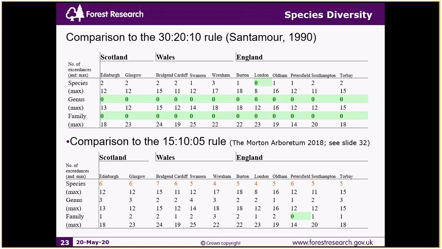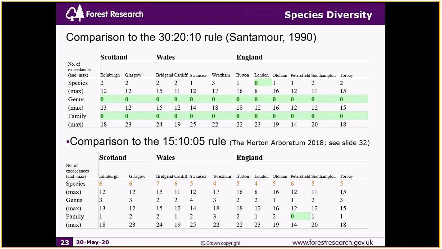Moving on now to look at the species diversity in a different sense. There's a very well recognised rule that for any species, genus or family, you don't want to exceed 10% of any one species, 20% of any genus, or 30% of the family. Now, the analysis that we conducted and presented on screen here shows that for species, all but one location had exceedances across the board for species, genus, and family.